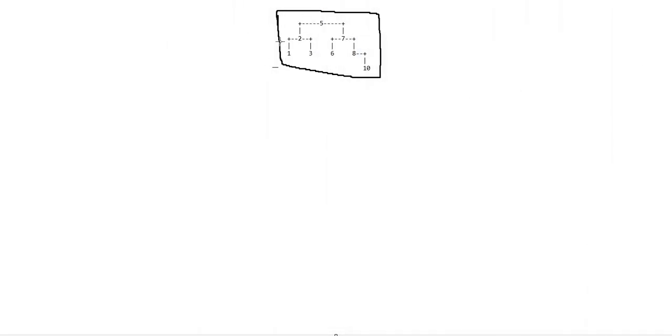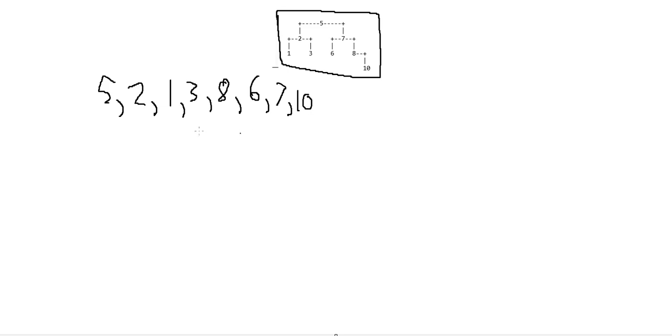This is the tree that we're trying to get. The first sequence that it offers us to possibly get this tree is 5, 2, 1, 3, 8, 6, 7, 10. The first value that we're inserting here is 5. The 5 just goes ahead and gets inserted as the new root because there is no value in the tree yet.